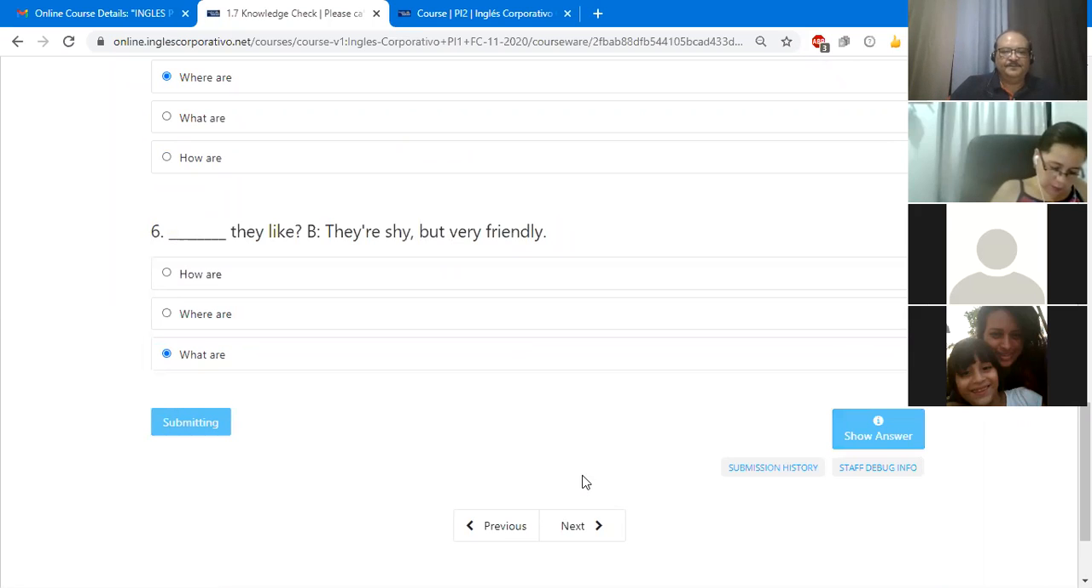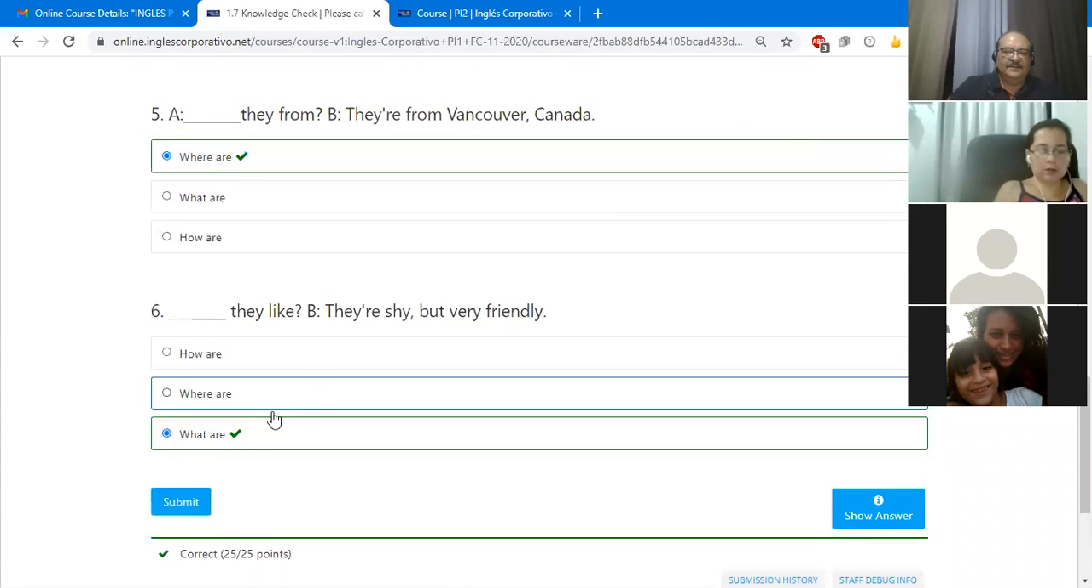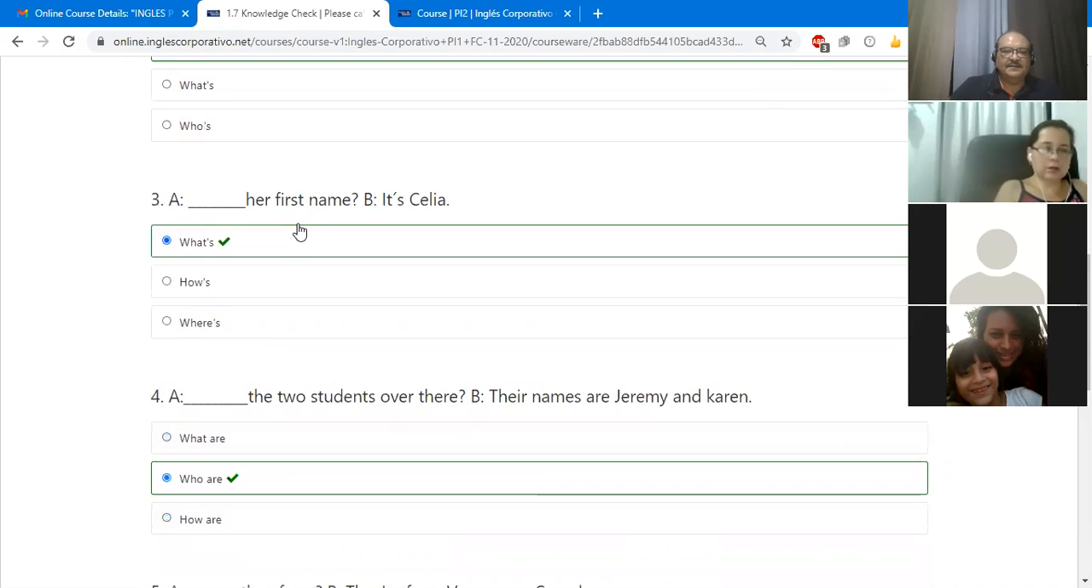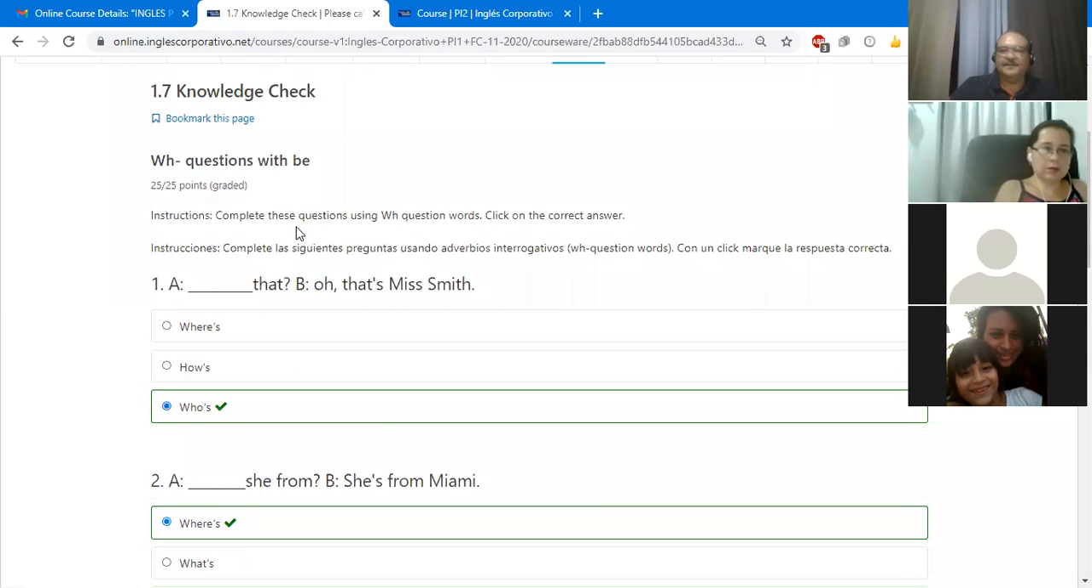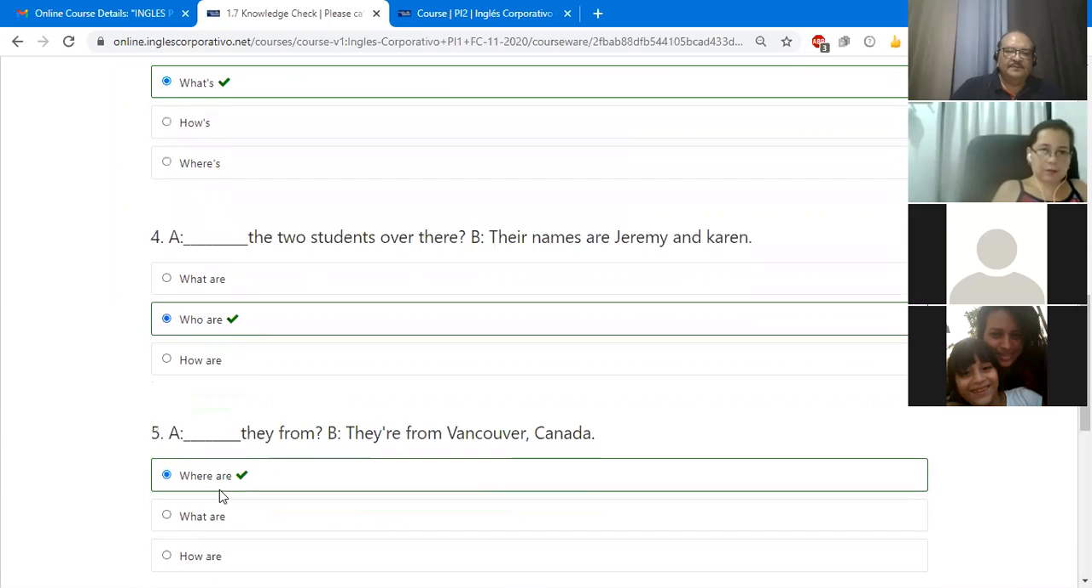Okay, let's see. We have 25 points out of 25. That's good. This is correct, and all of them are correct. So these are information questions with WH, right? Remember, who is that? Who is he? Who is she? What are they? Where is she from? Where are they from? So these are the questions that we're using: what's, who are, where are.